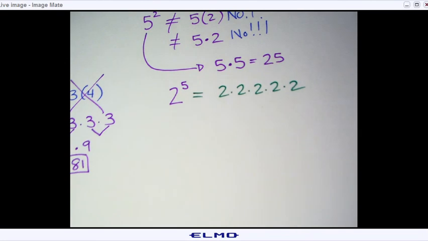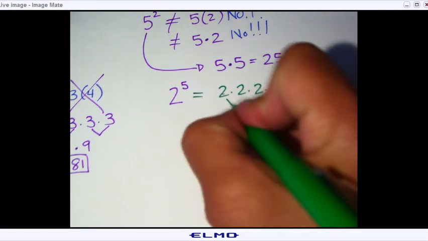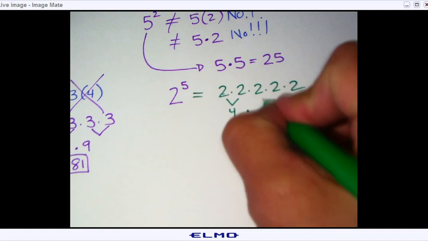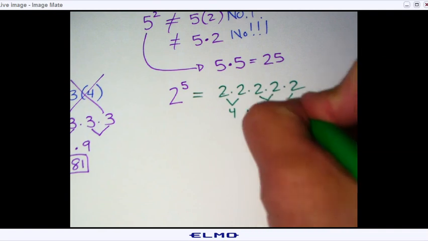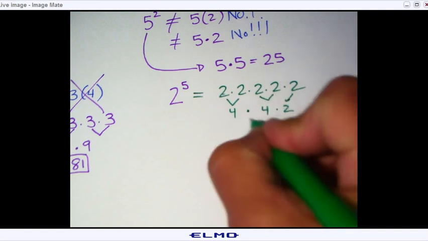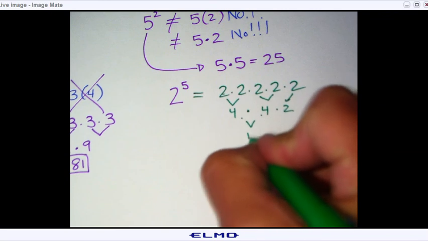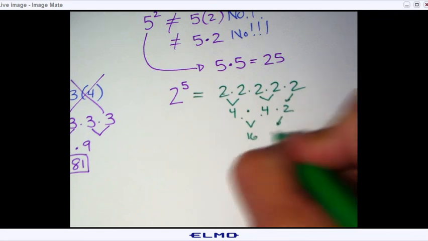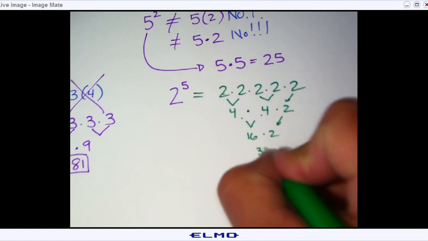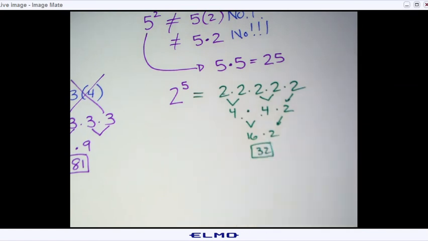So 2 at a time, right? 2 times 2 is 4. 2 times 2 is 4. Bring down this 2. 4 times 4 is 16. Bring down the 2. So it's 32.